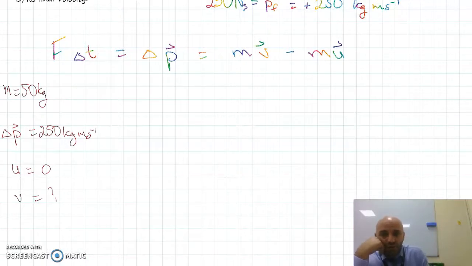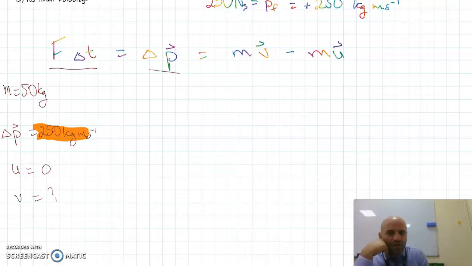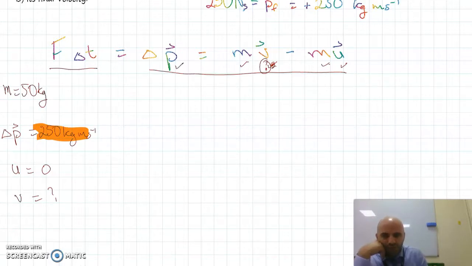Well, we already worked out the change in momentum. The change in momentum was a positive 250 kilogram meters per second. So instead of using this side of the equation, I'm now going to concentrate my efforts on this side of the equation because I want the final velocity here. I know the initial velocity here. This is what I'm after. And we know what the mass is. So I've got all these variables here. I also have this one. So I'll go ahead and do that.